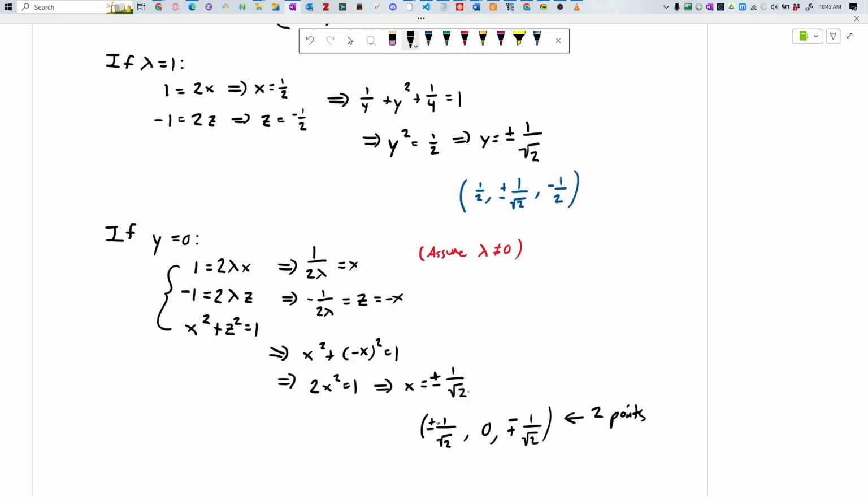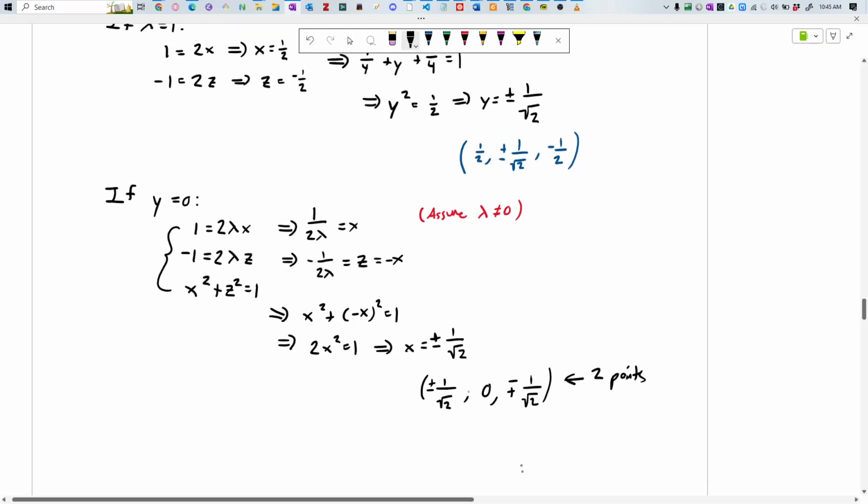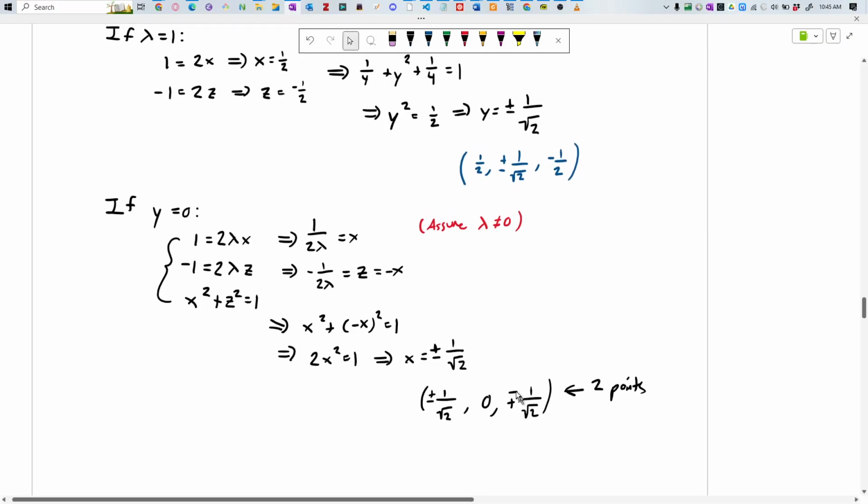Right. So when you take the upper sign, it's the plus for the x-coordinate, the negative for the z-coordinate. If you take the bottom sign, that's the negative for the x-coordinate and the plus for the z-coordinate, since x and z are negatives of each other. So you end up having these 2 points.